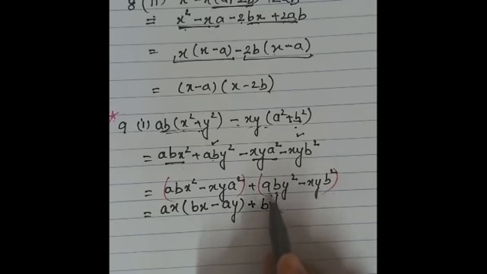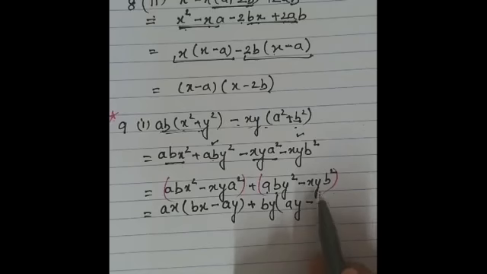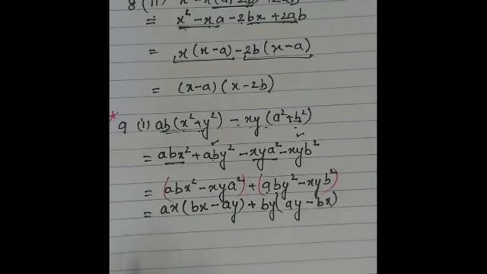What is left in the bracket? ay minus b I have taken, y I have taken, so I am left with bx. Now you observe, this is bx minus ay and this is ay minus bx. That means there is a difference of minus sign. So what I'll do, I taught you in the previous video, when we have similar terms but there is a difference of sign, we take out minus 1 common. So here also I'll take out minus 1 common.